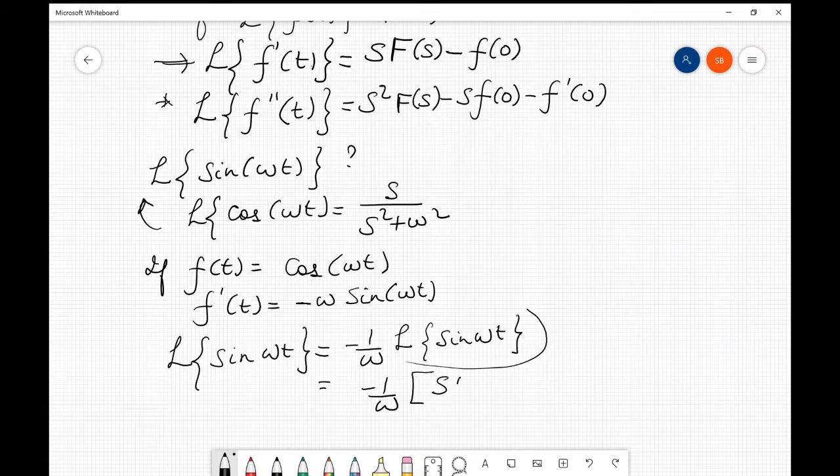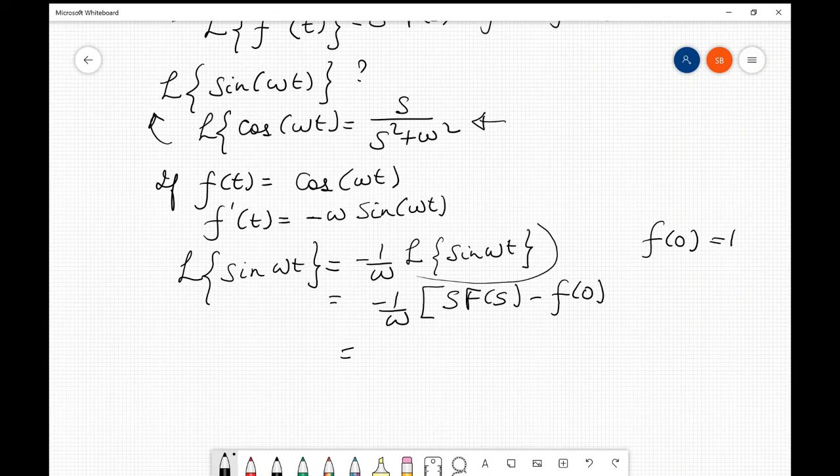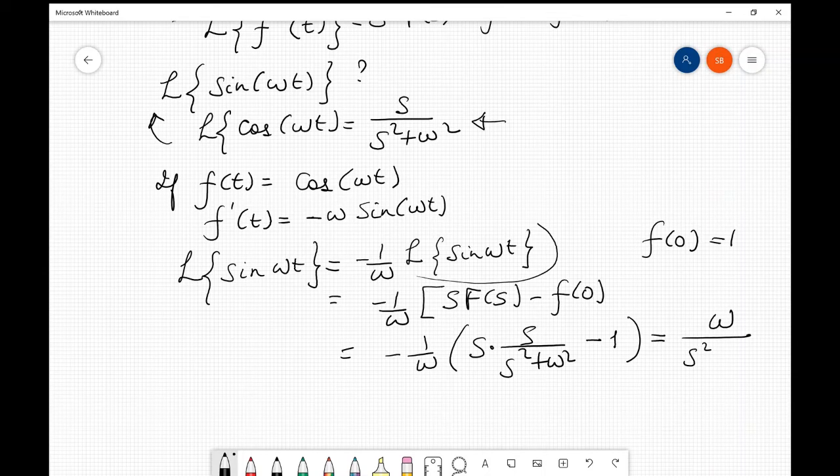S times F of s minus f at 0. So in this case, we know that f at 0 is 1, and F of s is already given here, which means it's going to give us minus 1 over omega, s times F of s, which is s over s squared plus omega squared, minus 1. So that gives us omega over s squared plus omega squared, which is the Laplace transform of sine omega t.